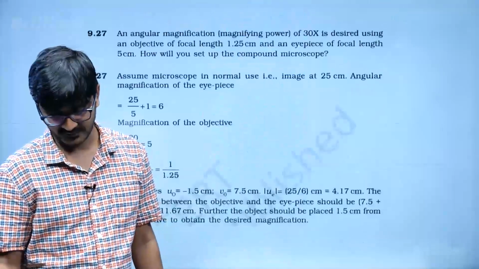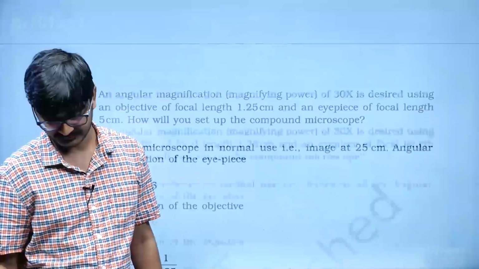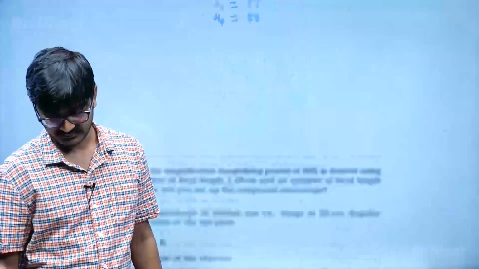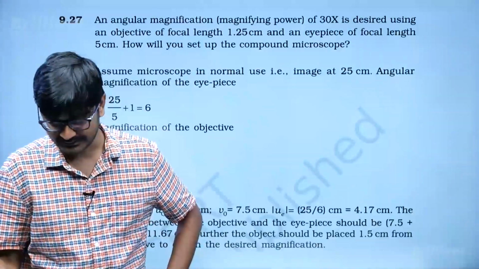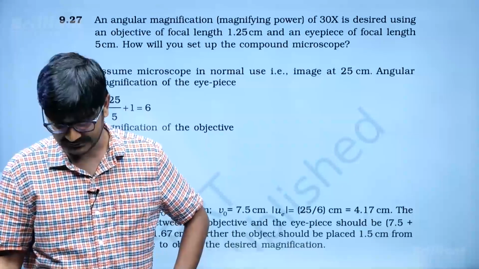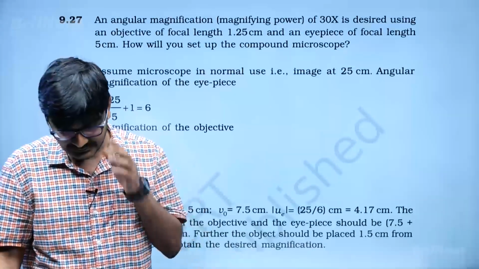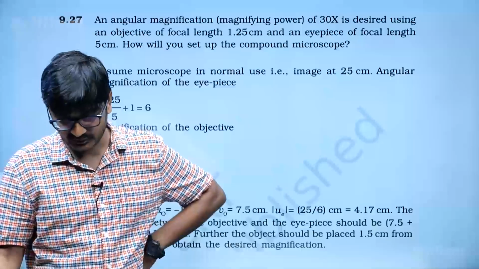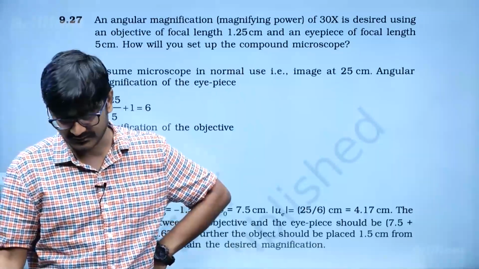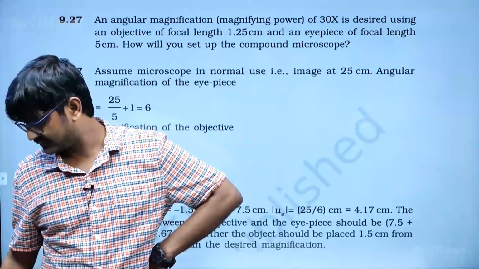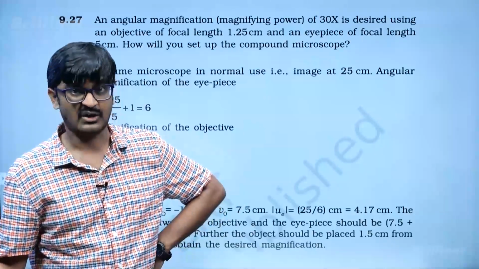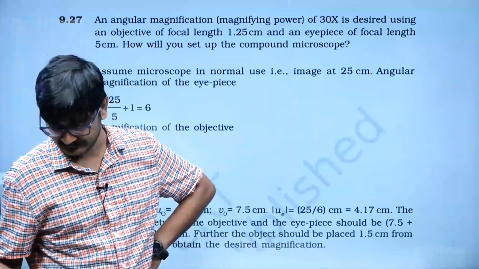Yes. So the next one: an angular magnification or magnifying power of 30 times is desired using an objective of focal length 1.25 centimeter and an eyepiece of focal length 5 centimeter. How will you set up the compound microscope? So there will be many ways. So let us see how it looks in near point adjustment.